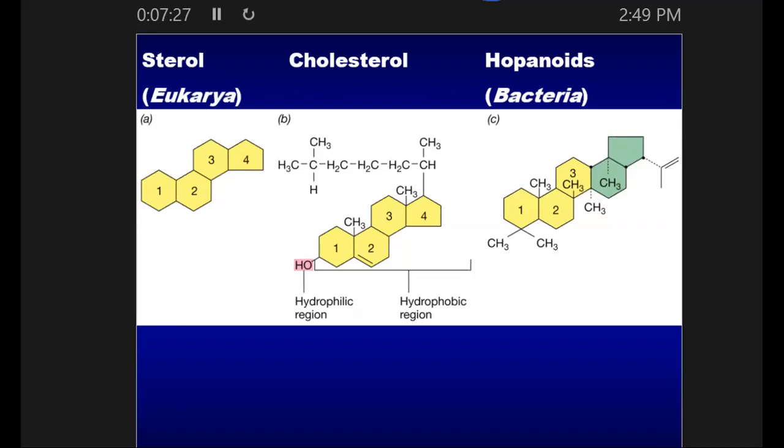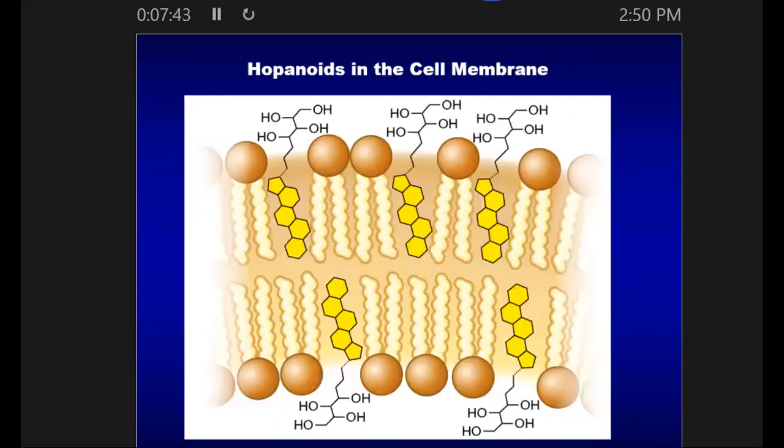So here you're looking at cholesterol in the center, sterols on the far left. So the left and middle are what you see in eukaryotic organisms, and then hopanoids, you can see it's similar in chemical structure. So what they do for the hopanoids, it's those yellow chemicals here, right where the fatty acids are, and again, having that pattern just strengthens the membrane a bit.